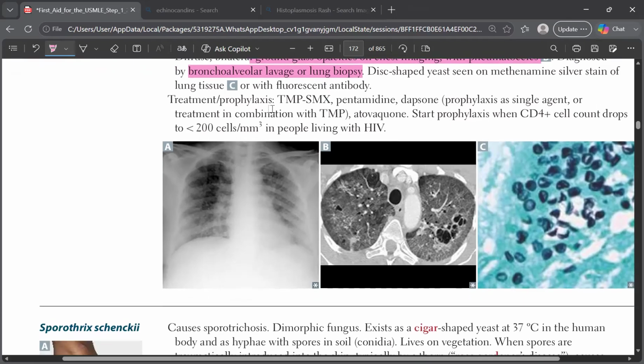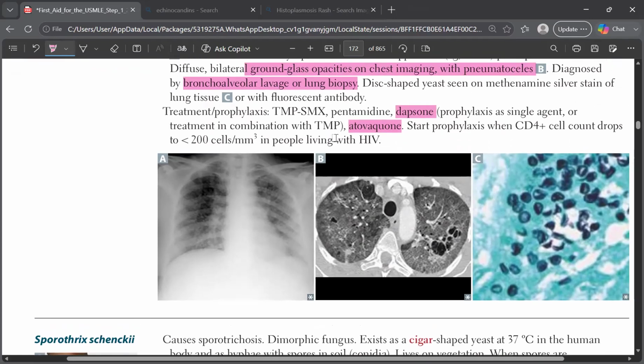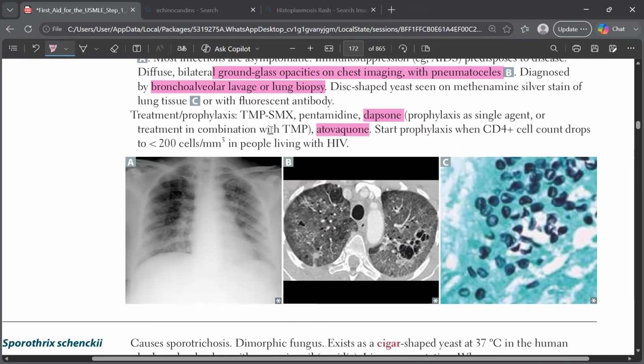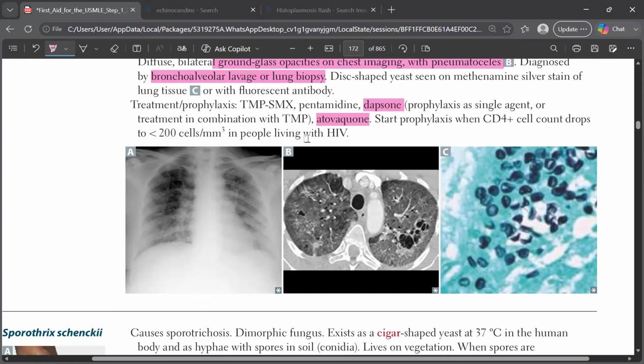Treatment and prophylaxis is TMP-SMX, pentamidine, and dapsone. Prophylaxis as a single agent, or treatment in combination with TMP. And there's atovaquone. Start prophylaxis when CD4 positive cell count drops to less than 200 cells per millimeter cubed in people living with HIV. So that's when you start the prophylaxis. TMP-SMX is used basically, and in patients who have sulfa allergies, you can use pentamidine. Dapsone is used either alone in prophylaxis or in combination with TMP, and atovaquone is also used.